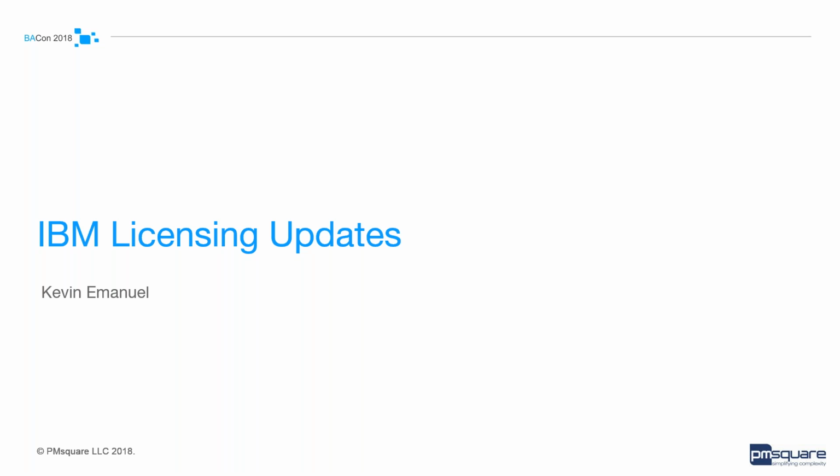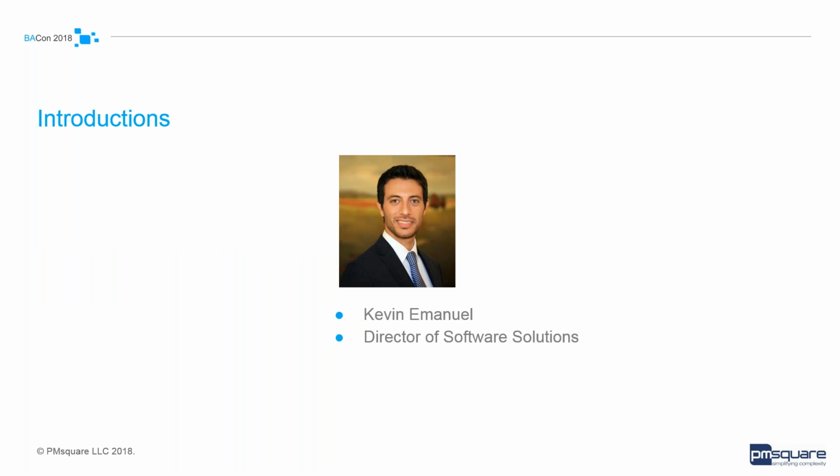Just by way of introduction, I'll talk about myself real quick. As I mentioned, my name is Kevin Emanuel. I'm the Director of Software Solutions here at PM Square. What that really means is that I help customers understand everything there is to know from a software solution standpoint: feature functionality, what the solutions are, what they can offer you, some of the past history of what we've done for other clients as they procure some of these solutions, but also more so the licensing and the software itself.